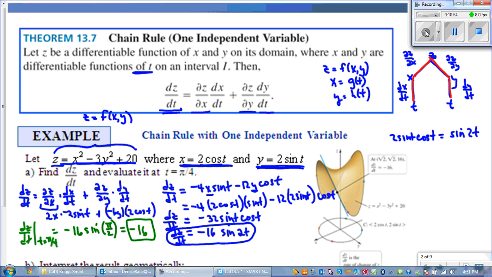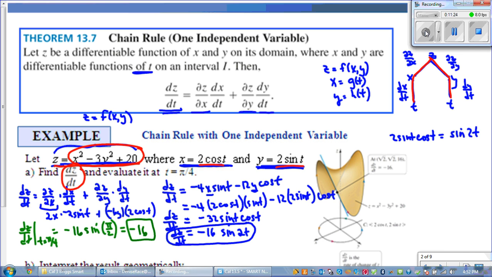Now another way you could have done this problem, if you were looking for dz/dt, is you could have taken z and rewritten it all in terms of t to begin with, by changing all the x's to 2 cosine of t, all the y's to 2 sine of t, and getting this equation in terms of just the variable t. But we were trying to practice the chain rule, so we're not going to do that now. But you should get the same exact answer doing it either way.